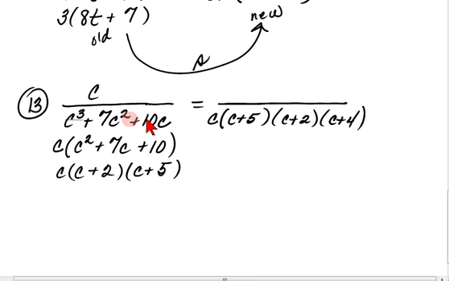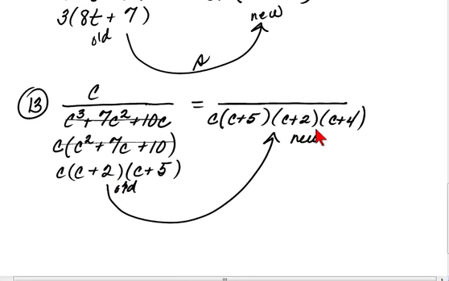So I factored it and got out the common factor. I factored the trinomial. So now I am comparing my old denominator to my new denominator. And will you tell me what you see as the new factor? It evidently has been multiplied by c plus 4.